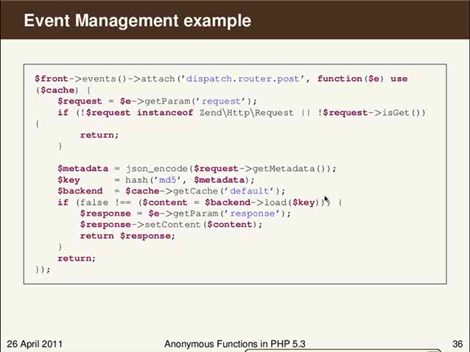Otherwise, I'm going to create a key out of the request metadata. I'm going to look at my cache, and I'm going to try and load from the cache at this particular case. If I do, I will set my response content and return the response. Otherwise, I just return again. So this is another case. I'm using caching as a cross-cutting concern. I may want to introduce caching at a number of different points.